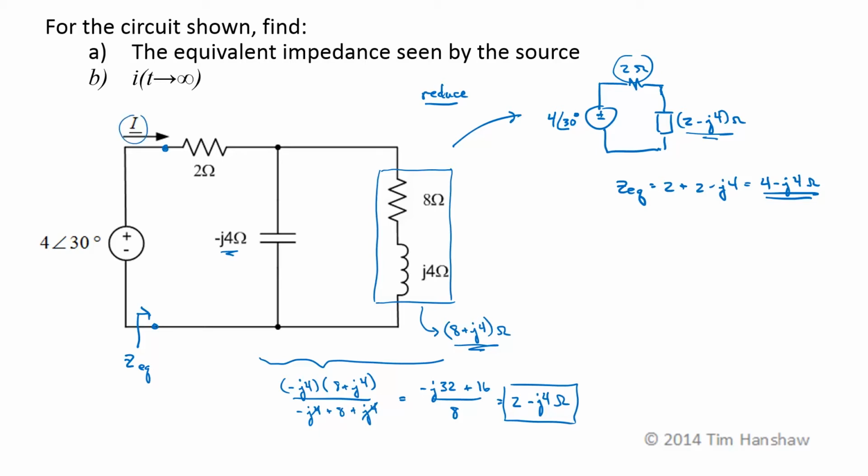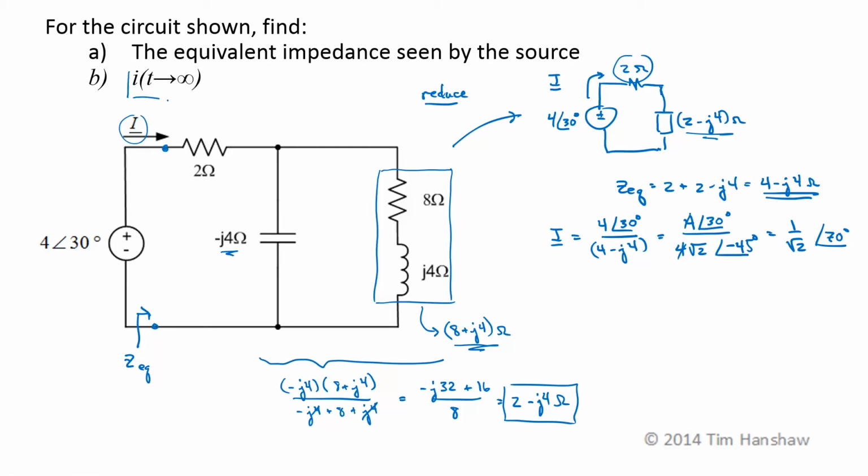Now we want this current as t goes to infinity, so this current phasor is going to be the voltage, 4 at an angle of 30 degrees, over the equivalent impedance, which is 4 minus j4 ohms. Now definitely this is going to be easier in polar coordinates, so this is 4 at an angle of 30 degrees over a magnitude of 4 square root of 2 at an angle of minus 45 degrees, which becomes, let's see, the 4's cancel. 1 over square root of 2 is the magnitude, and 30 minus a minus 45 is positive 75 degrees.